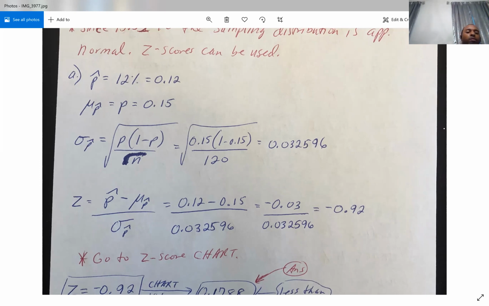The mean of our sample proportion is going to be 15% because that's the same as the population proportion. So that's 0.15. Then to find the standard deviation of a sampling proportion, we do p times 1 minus p over 120. I made a mistake right there and put the square root of n, so I tried to block that out, but it's just regular n, not the square root of n. So it's 0.15 times 1 minus 0.15 over 120. Then take the square root of that, which is 0.032596.